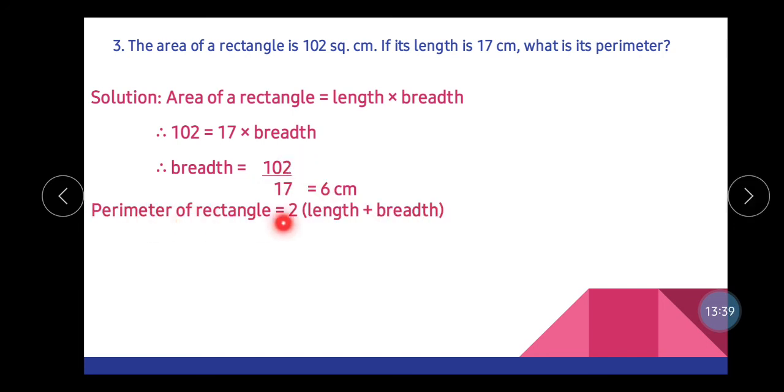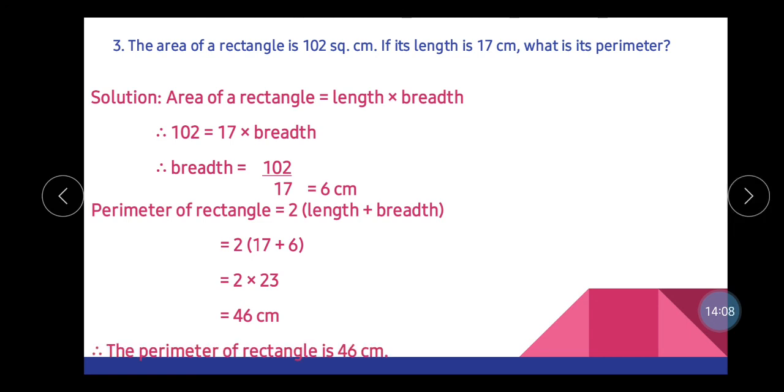Now perimeter of rectangle is equal to 2 into length plus breadth. Substituting the values, we get 2 into 17 plus 6, that is length is 17 already given, and breadth we've got as 6. So 17 plus 6 we will get 23. 23 into 2 we will get 46. So the breadth of the rectangle is 6 centimeter and the perimeter of this rectangle is 46 centimeter.